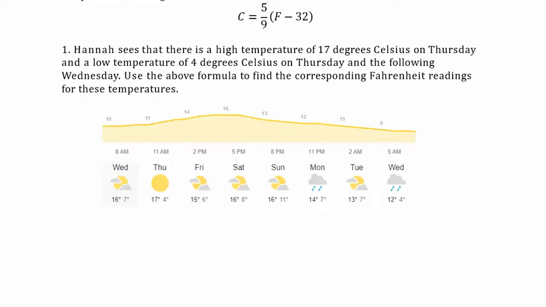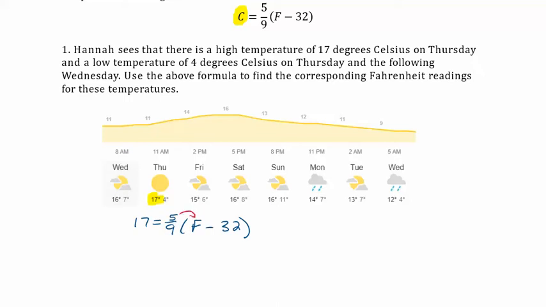All right, so let's start with Thursday with the high temperature of 17 degrees Celsius. So since the Celsius temperature is 17, we want to substitute 17 into the Celsius formula. So we have 17 equals 5/9 times the quantity F minus 32. And now we want to find the Fahrenheit temperature. So this is a great example of how we can use our skills in solving multi-step equations to answer a real-life problem.